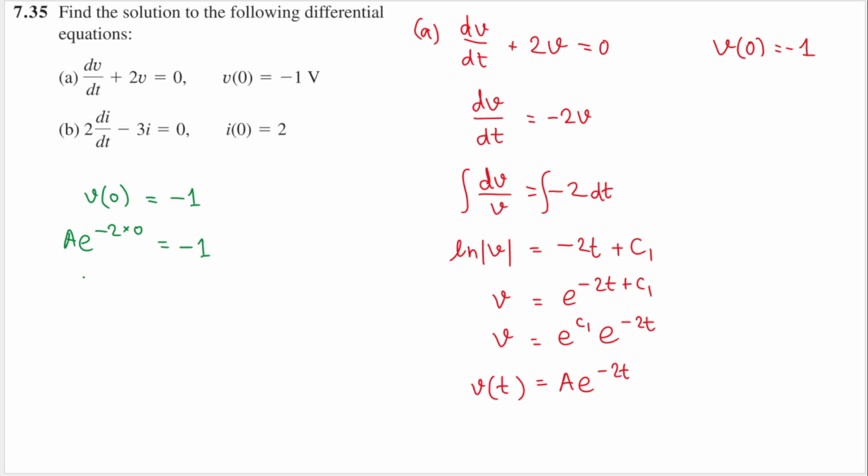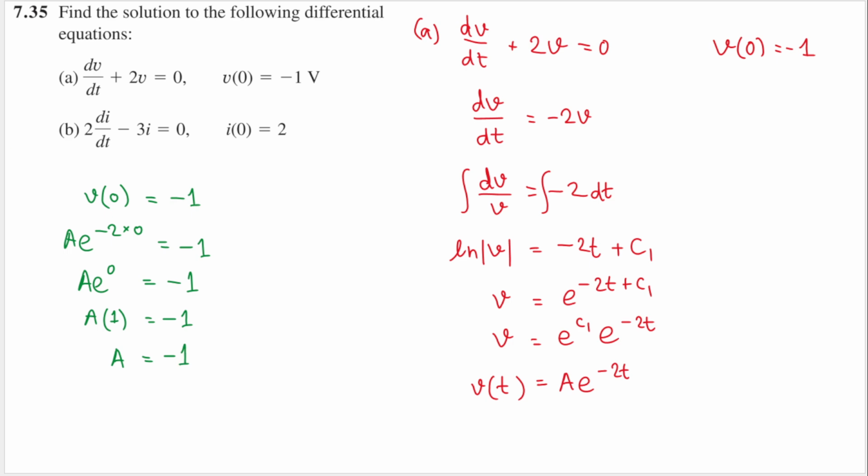Minus 2 times 0 is just 0. So we will have A e to the 0 on the left hand side. So this will equal minus 1. And then e to the 0 is 1. Yeah, anything to the power of 0 will be 1 except for 0. And so we will have A multiplied by 1, and that will equal minus 1. A multiplied by 1 is just A, so I will have A is equal to minus 1.